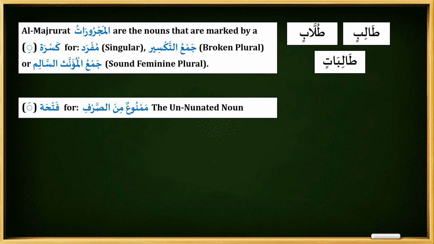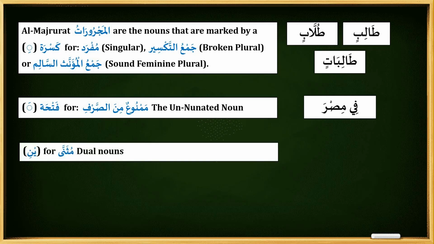They can also be marked by fatha for mamnu' min as-sarfi, the unnonated noun. Fi Misra, it was supposed to be Fi Misri, but these nouns do not take kasra at all, and instead of kasra they take fatha. They can also get ya nun for muthanna, ya with sukun and nun with kasra.